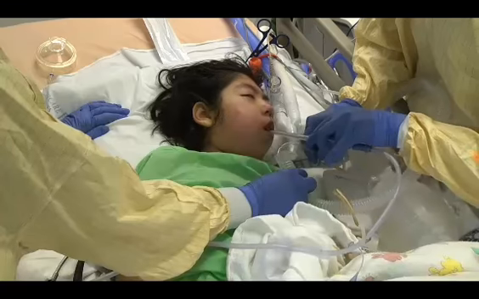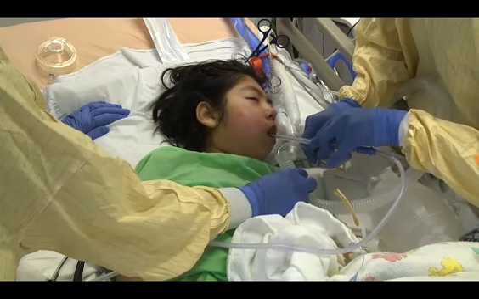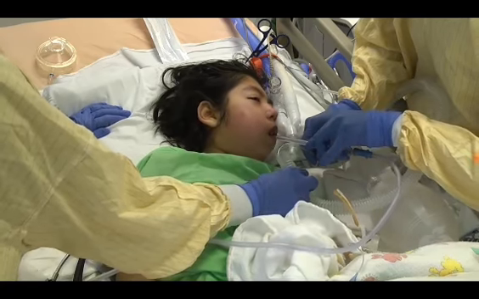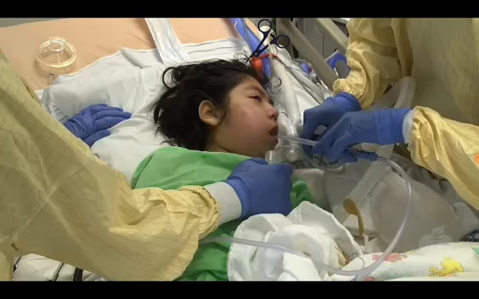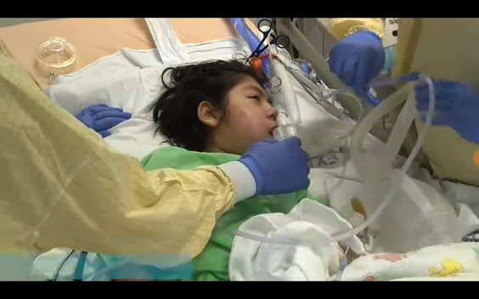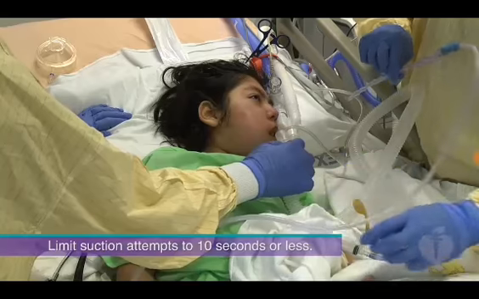To suction the oropharynx, gently insert the distal end of the suction catheter into the oropharynx over the tongue. Guide it into the posterior pharynx and apply suction by covering the catheter's side opening. At the same time, withdraw the catheter with a rotating or twisting motion. Try to limit suction attempts to 10 seconds or less. This will help reduce the risk of hypoxemia.